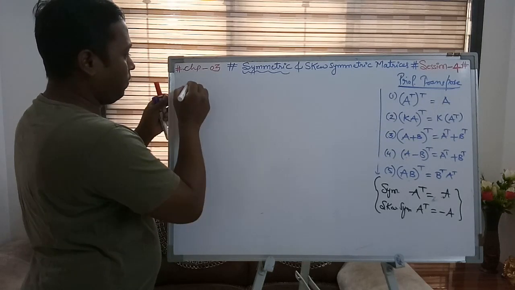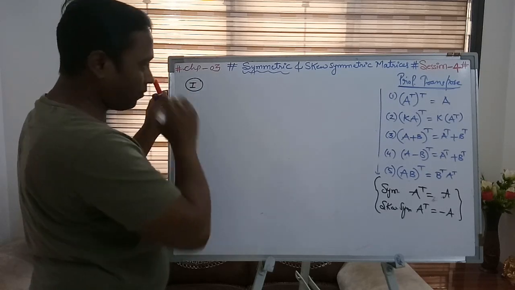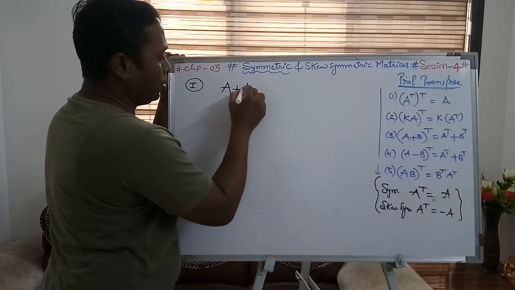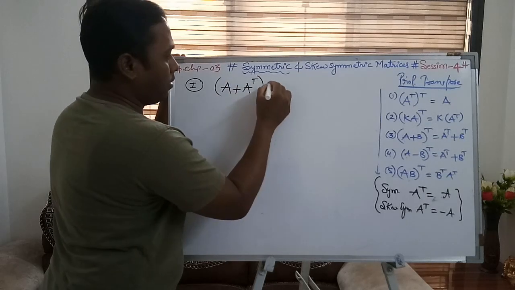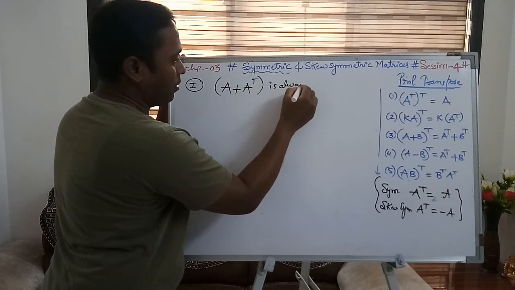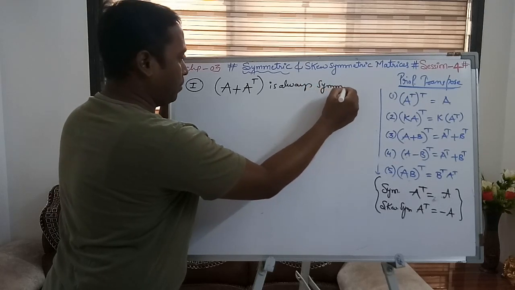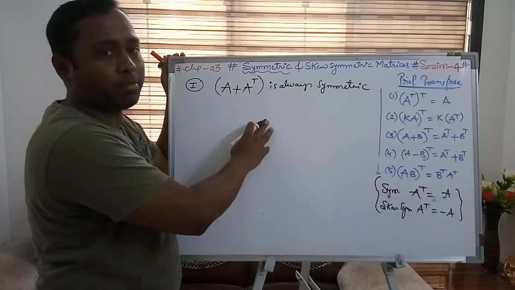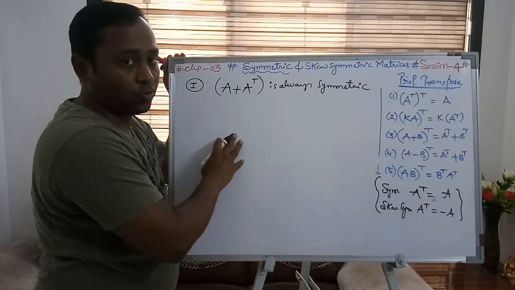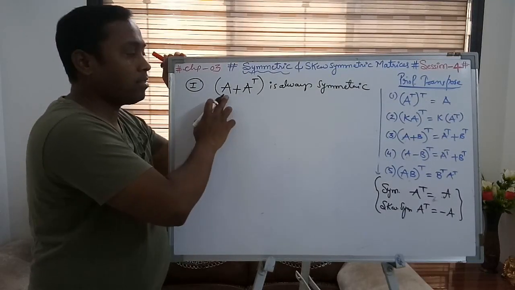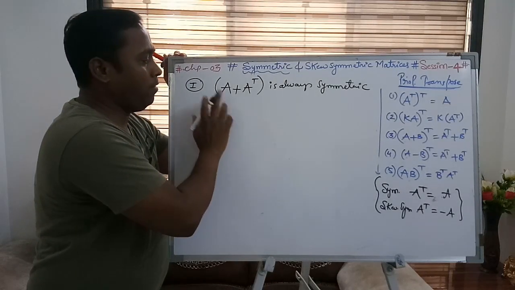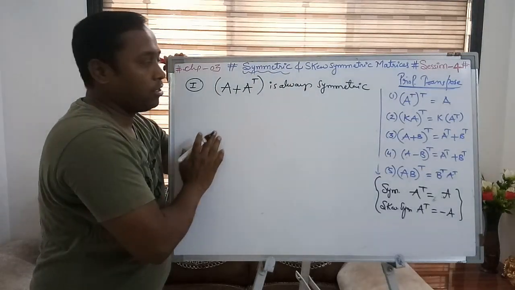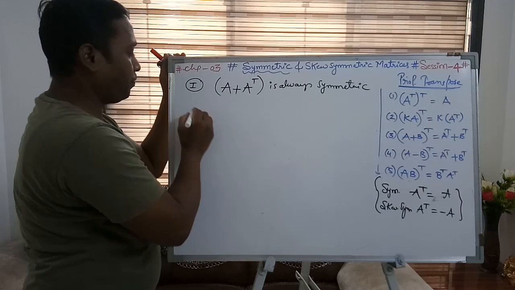The first result is A plus A transpose is always symmetric. This operation is always symmetric. This is the first result which we are going to prove. It means if A is a square matrix, then the sum of the matrix and its transpose is always symmetric. So we are going to prove this statement here.